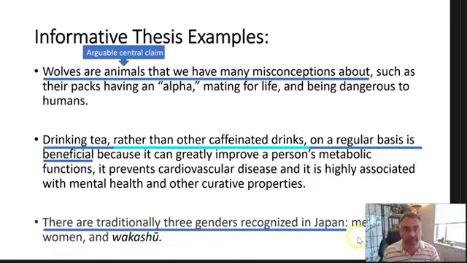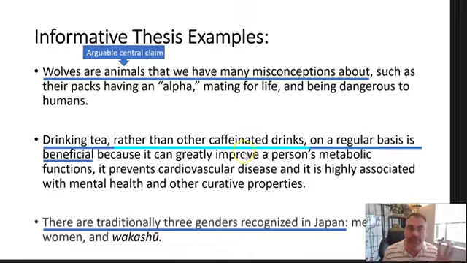I would imagine in this essay, the next paragraph would be about men, but it would be about how men are viewed as a gender in Japan. This next second paragraph, or the third paragraph, would be about how women are viewed as a gender traditionally in Japan. And then fourth paragraph would be about how wakashu is a gender traditionally viewed in Japan and what that means. And then you'd wrap it all up. So hopefully that makes sense.